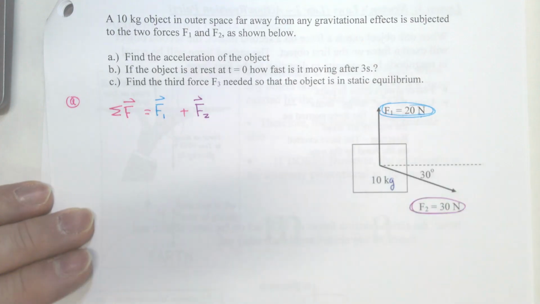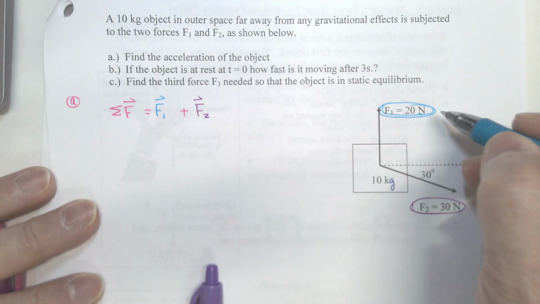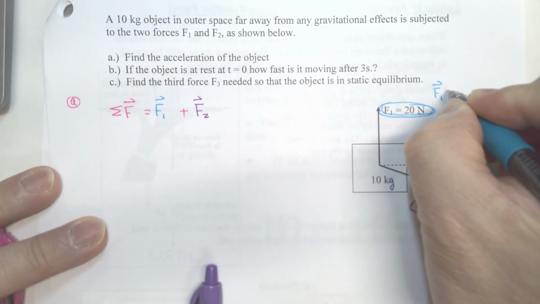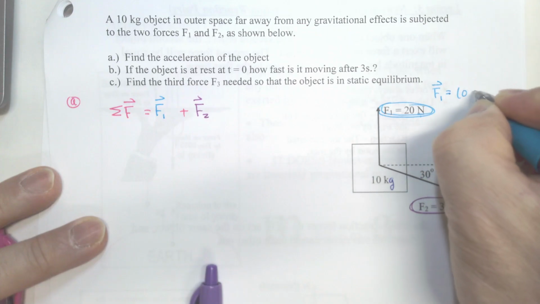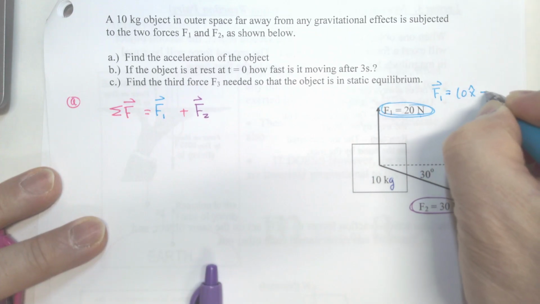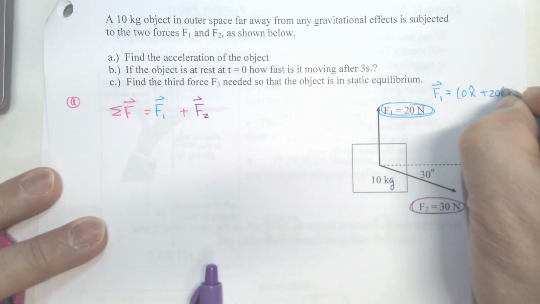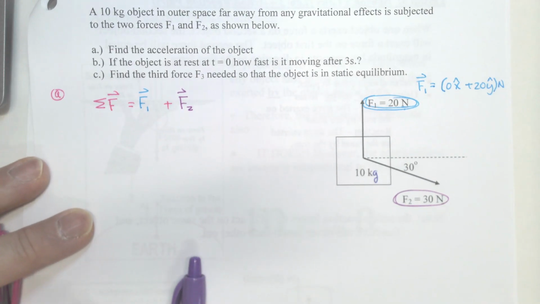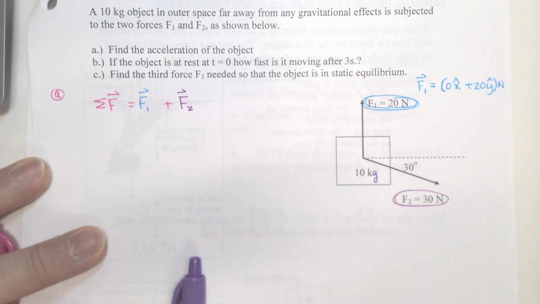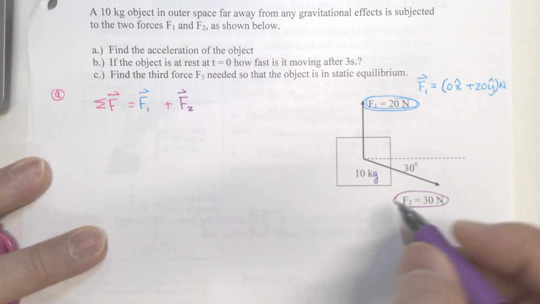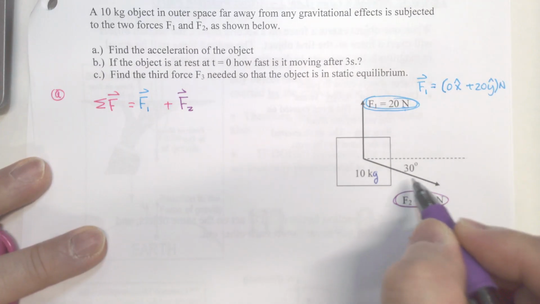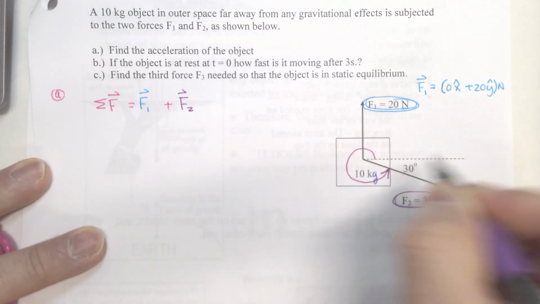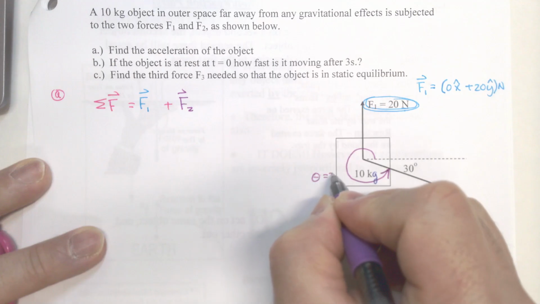So if I break F1 up into its components, this one is easy. It's simply 0 x hat plus 20 y hat newtons. However, my F2 looks like it's in the fourth quadrant, so my proper angle theta is really 330 degrees.